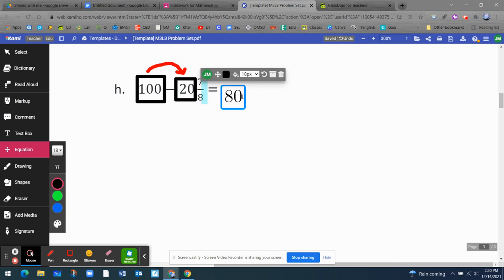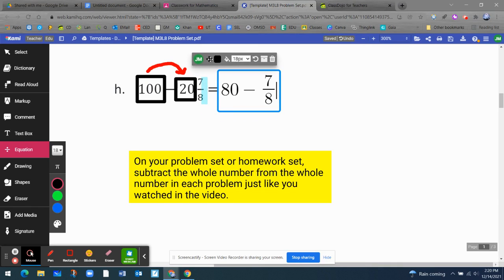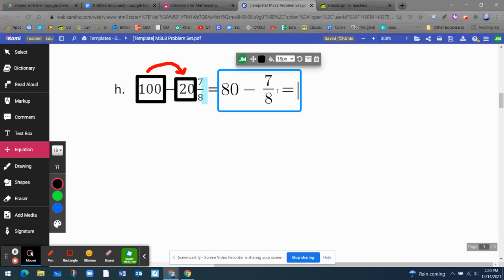So 80 minus 7/8. Let me put that minus symbol, 7/8. Okay, so now that's our next step. Here we go. Now, the only way to solve this problem is by breaking down the 80 into two numbers. We have to borrow one from the 80, and that will make it easier to subtract because we need a fraction to subtract from a fraction.